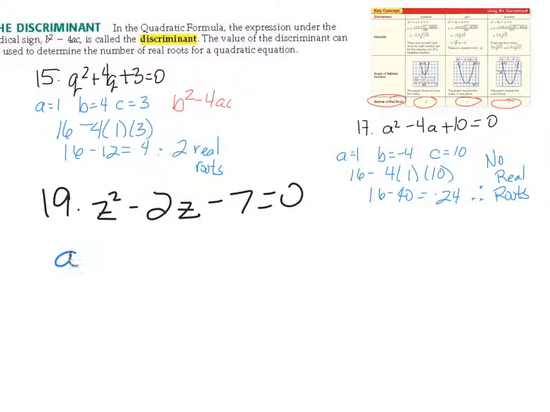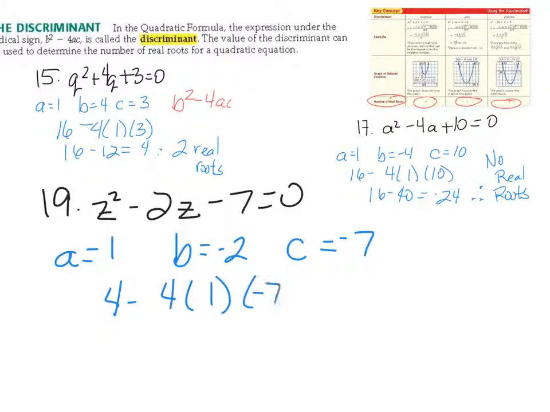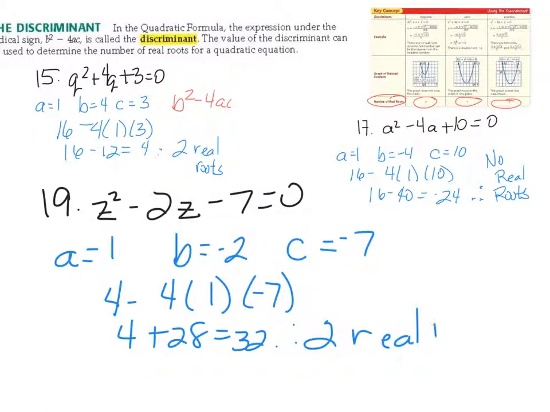And 19: a is 1, b is -2, and c is -7. So when we use the quadratic formula, our discriminant is going to be b squared minus 4ac. So 4 plus 28 is 32. 32 is a positive number, so I'm going to get 2 real roots.